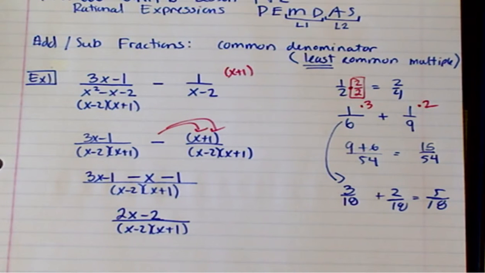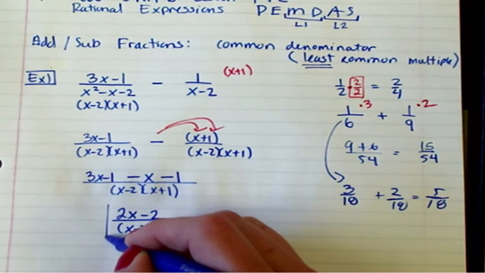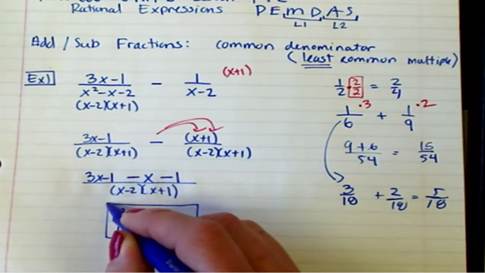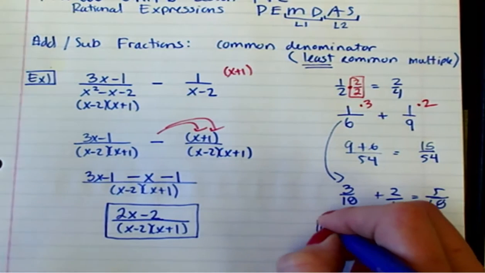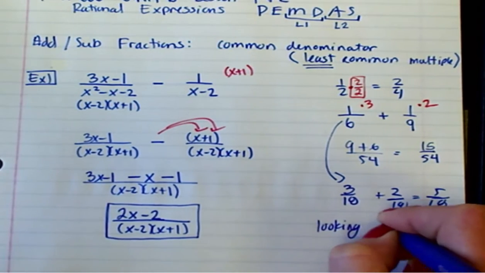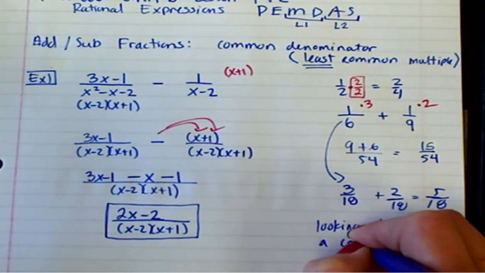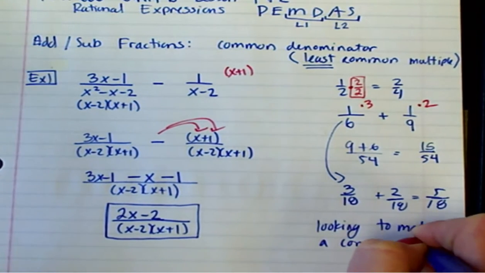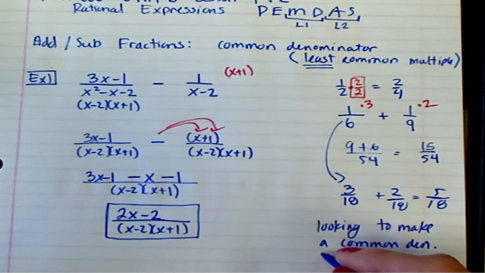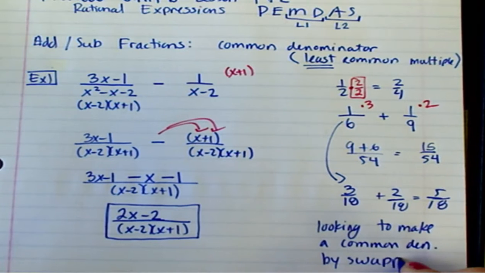Okay, I could factor the numerator, but right now, this is it. You are looking to make a common denominator by swapping missing factors.